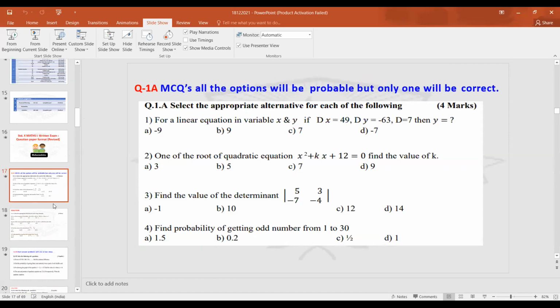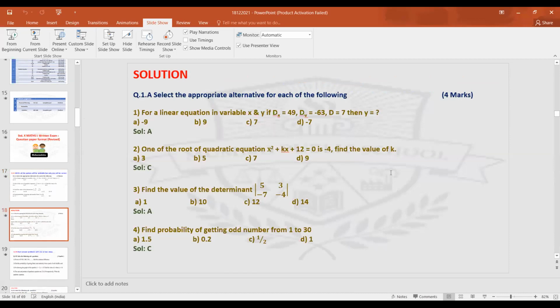Now here there is a correction in question number 2. The correction is, check this: one of the roots of the quadratic equation x square plus kx plus 12 equals to 0 is minus 4. Understand? You have to make that correction.